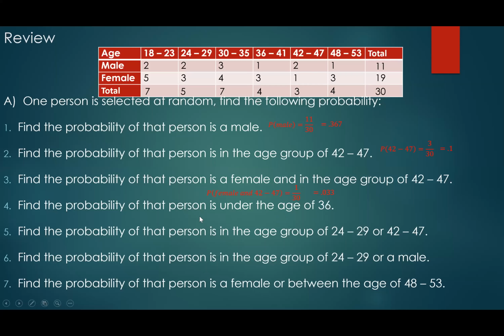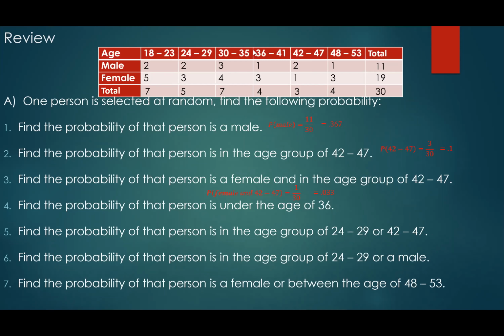Find the probability that the person is under the age of 36. So what does it mean under the age of 36? Meaning less than 36, right? 36 is not under 36, so we have to include the 35, the 29, and the 23, meaning these 3 age groups. Everybody see these 3 age groups are the age groups that are under 36.